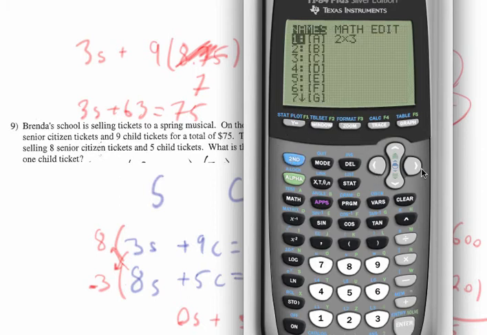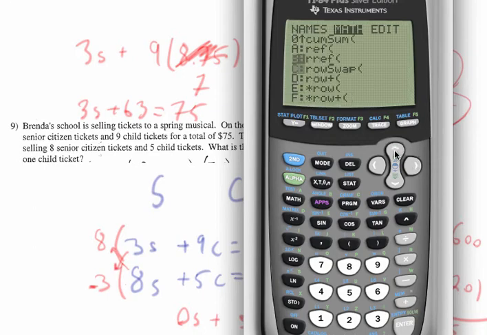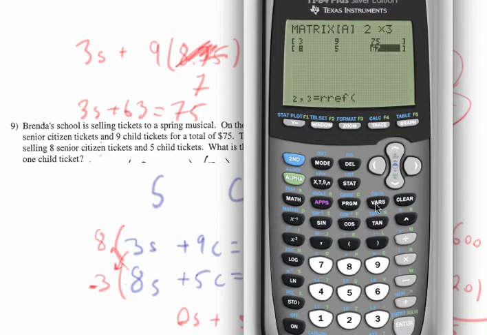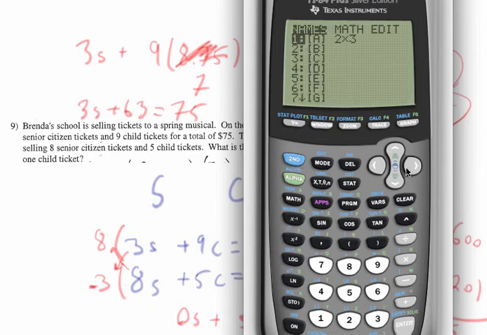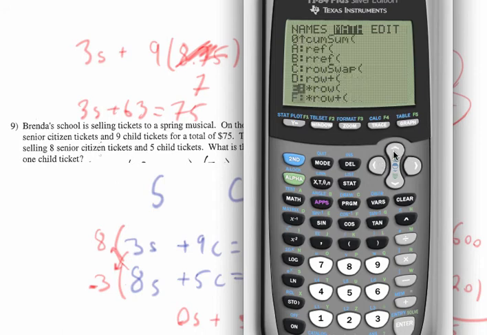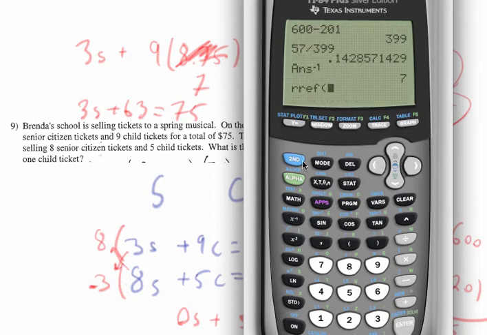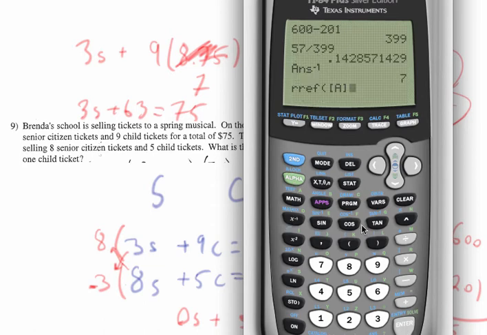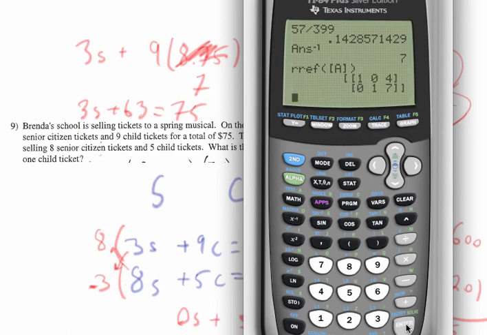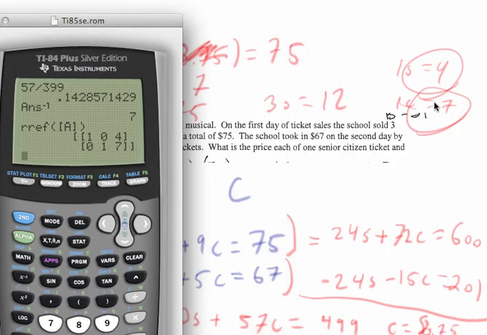Matrix menu. I go to math and I find my reduced row echelon form, rref. Whoops. I do quit sometimes. A little bit wrong. I still have everything filled out, so it'll be cool. Our rref, I put in my matrix A, which I just edited. Close my parentheses, hit enter. And get the same answer. 1 senior ticket, because I put all my senior tickets in my first column, is $4. 1 kid's ticket is $7, so that's much faster. Alright, and that's it.